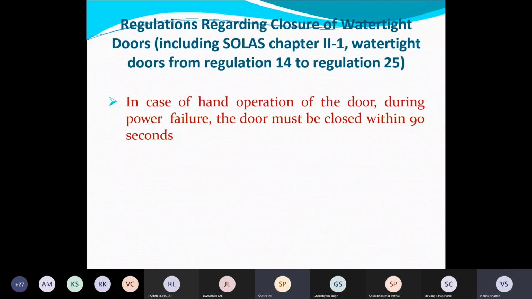In case of hand operation of the door, during a power failure, the door must be closed within 90 seconds. So you should be able to demonstrate to the surveyor that you can manually close the door within 90 seconds.